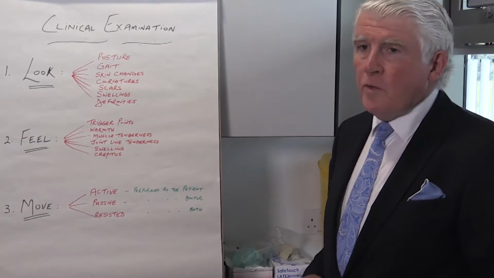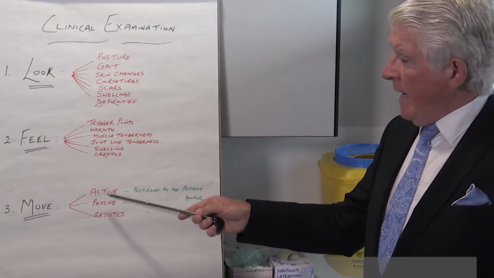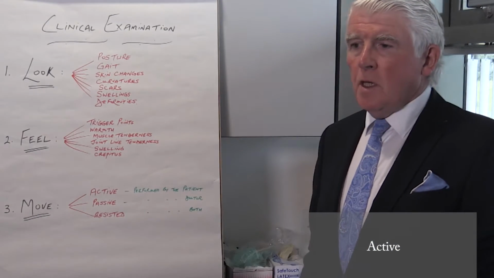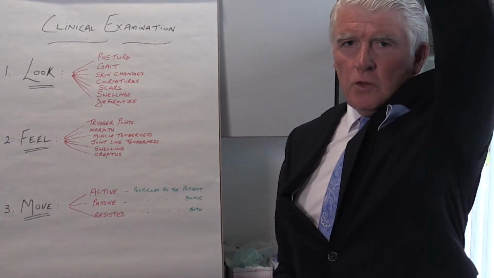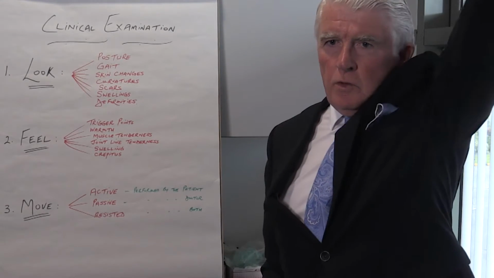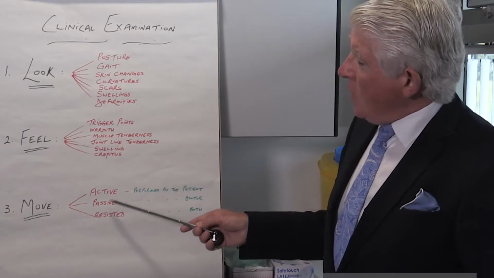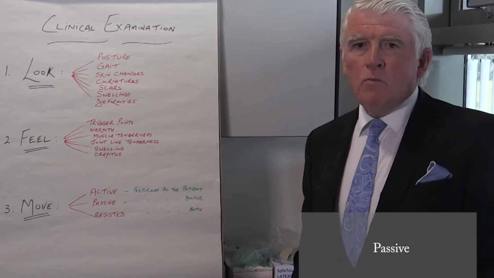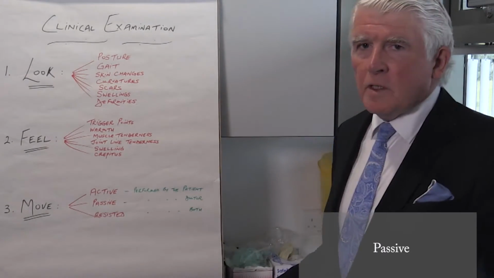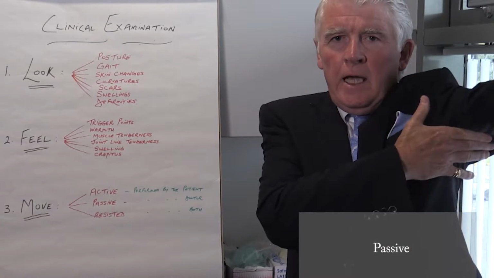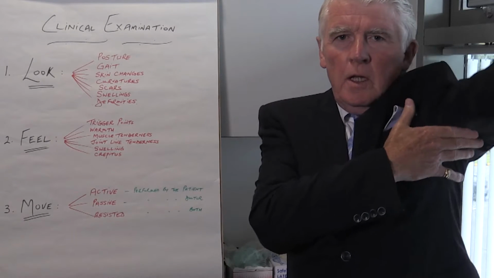And then when we move, there are really three movements. We have active movement, which is performed by the patient. In the case of the shoulder joint, we can ask the patient to flex their shoulder, to abduct their shoulder, or to internally rotate their shoulder. Then the doctor passively moves the shoulder, where the doctor, for example, in the case of a painful arc, will try and actually abduct the shoulder themselves.